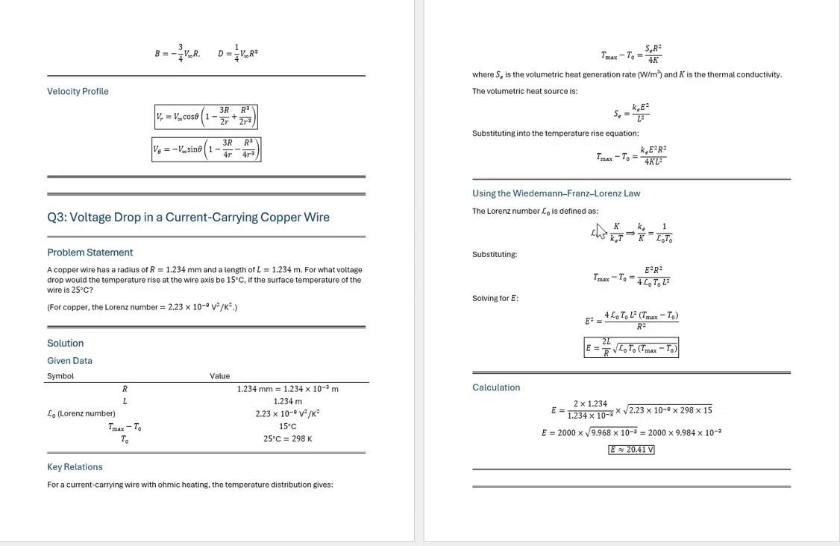The Lorentz number L naught is equal to K by Ke into T, and substituting this in the equation, we get T max minus T naught equals E square R square divided by 4 L naught T naught L square, and E square is equal to 4 L naught T naught L square (T max minus T naught) by R square. Solving this, we get E to be this, and substituting the given data in this equation, we get E approximately equal to 20.41 volt.